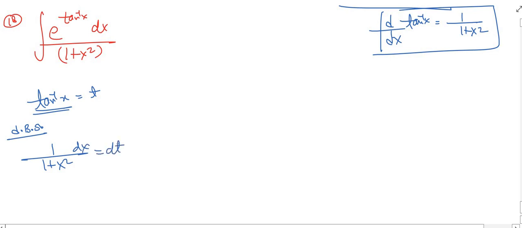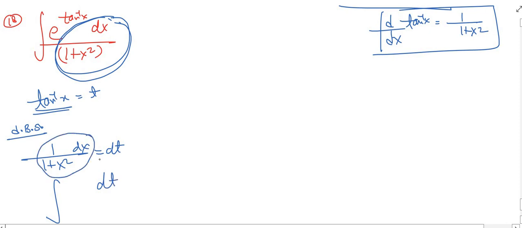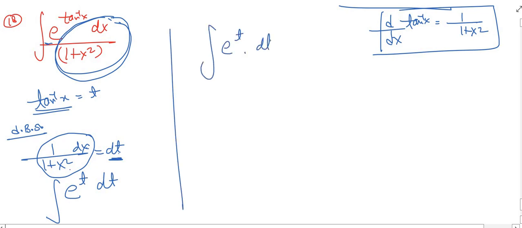What are you observing now? क्या लग रहा है आपको? What you are observing is this thing is in the question itself. है कि नहीं है? है ना? So this part will become dt. देखिए, this is nothing but dt. dx by 1 plus x square is nothing but dt. And what is this? e raised to power t. तो आपका question हो गया e raised to power t dt. Perfect.